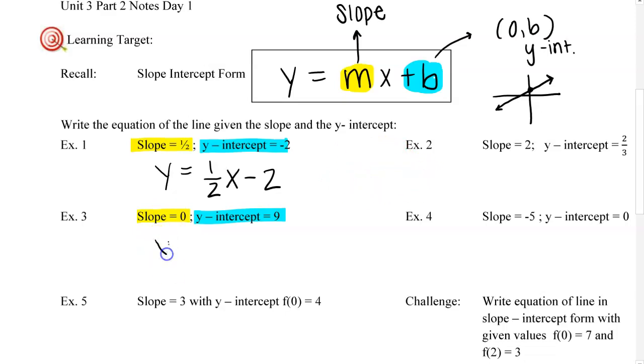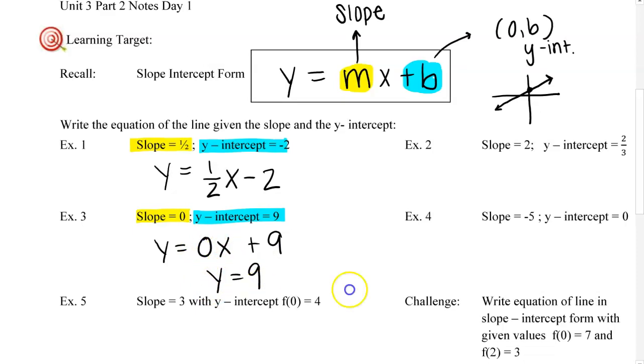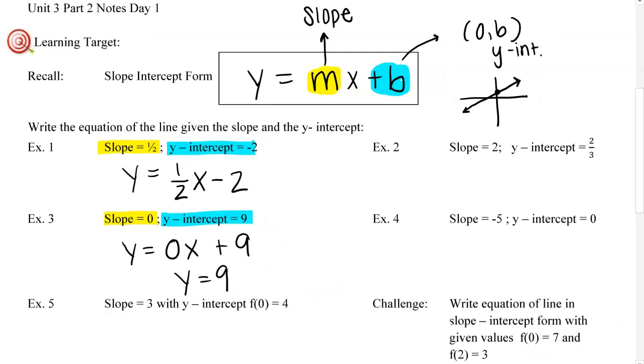The example below it, the slope is 0, so 0x plus 9. Since the slope is 0, 0 times anything is 0, so y equals 9 would also be an acceptable answer. In example 4, you have a slope of -5, so -5 would go in front of the x. And then you can either write plus 0 if the y-intercept is 0, or you can leave it off and just make it y equals -5x.